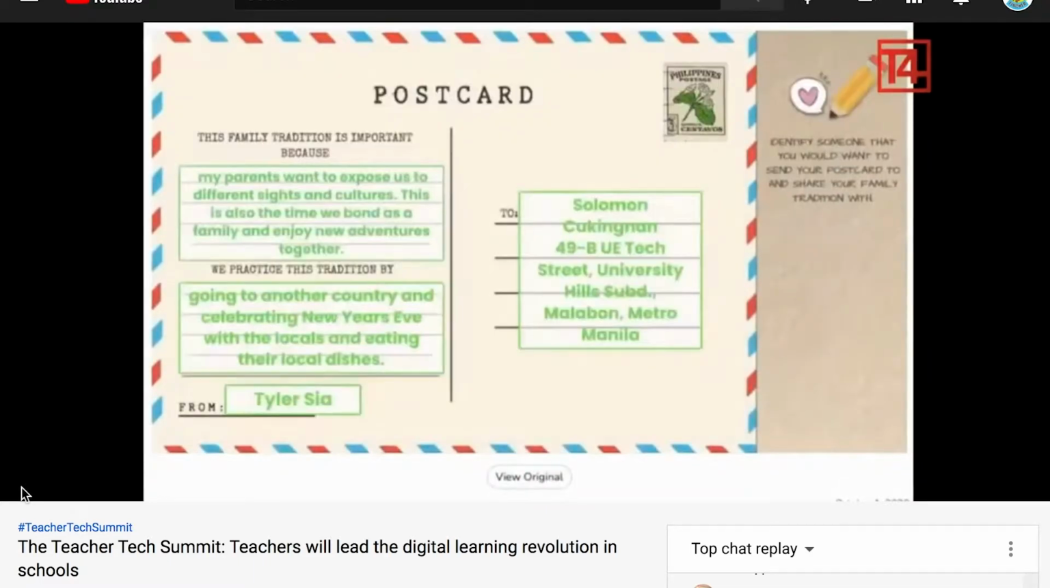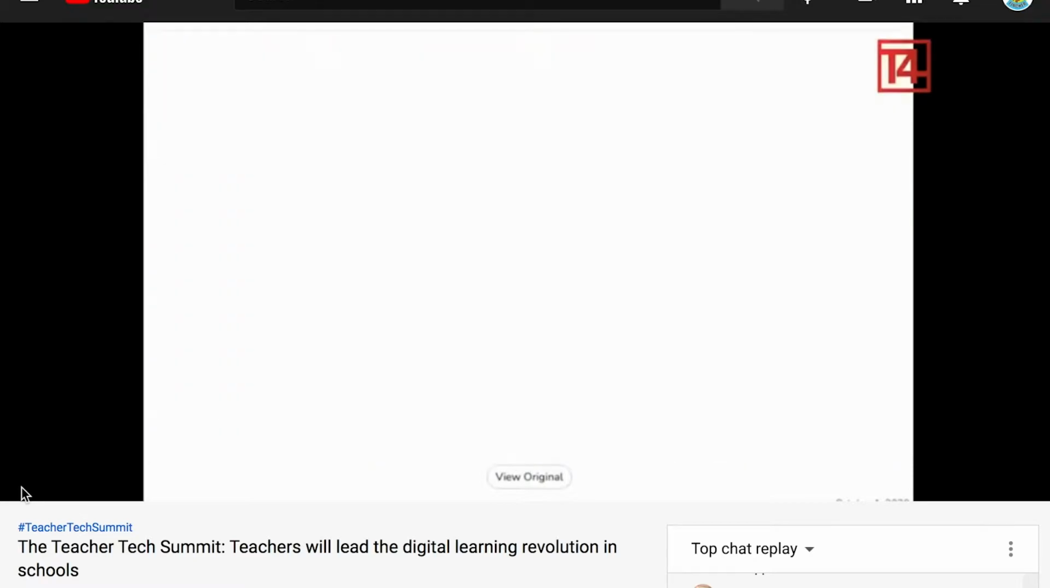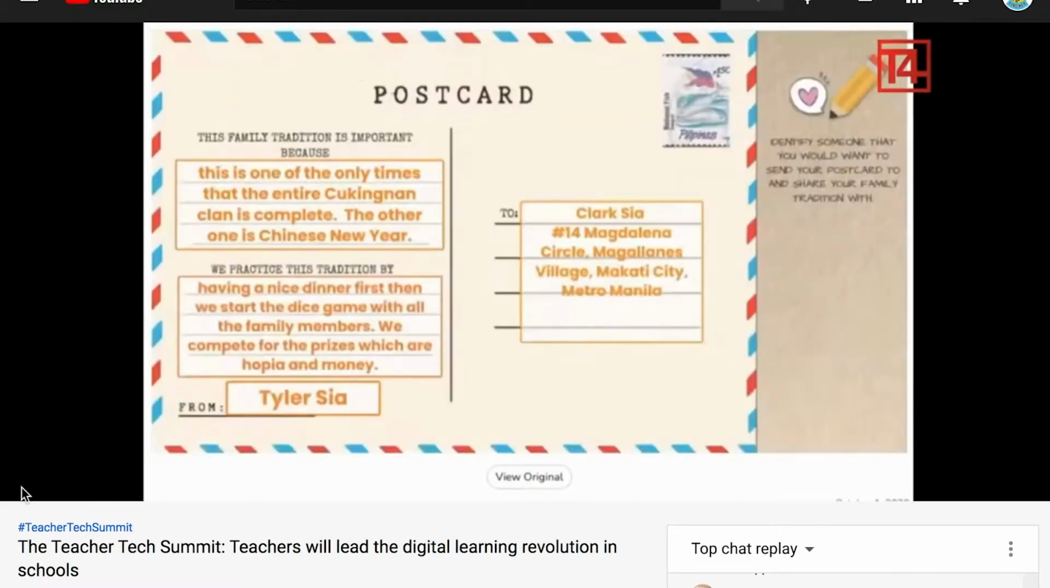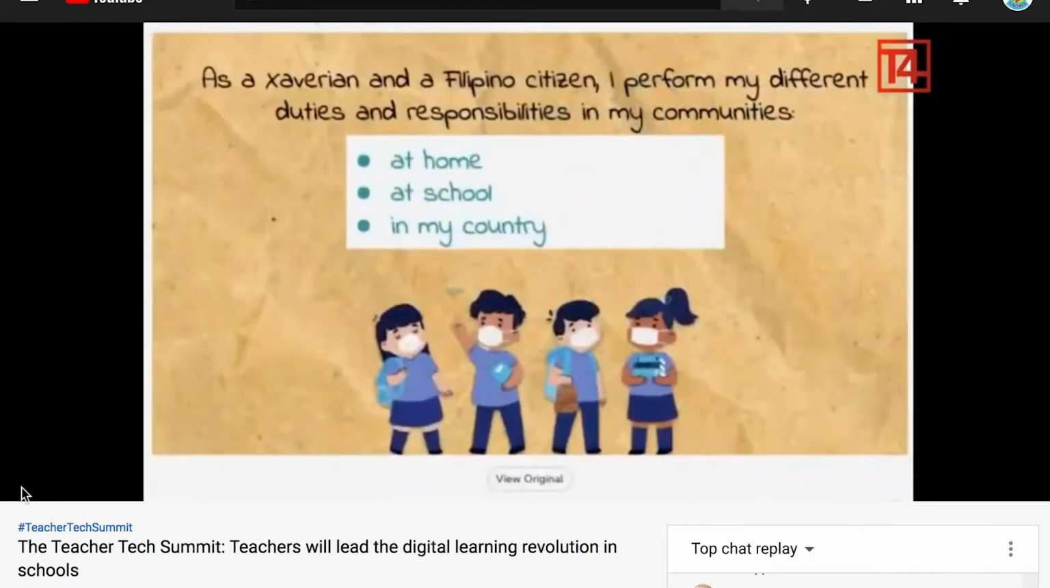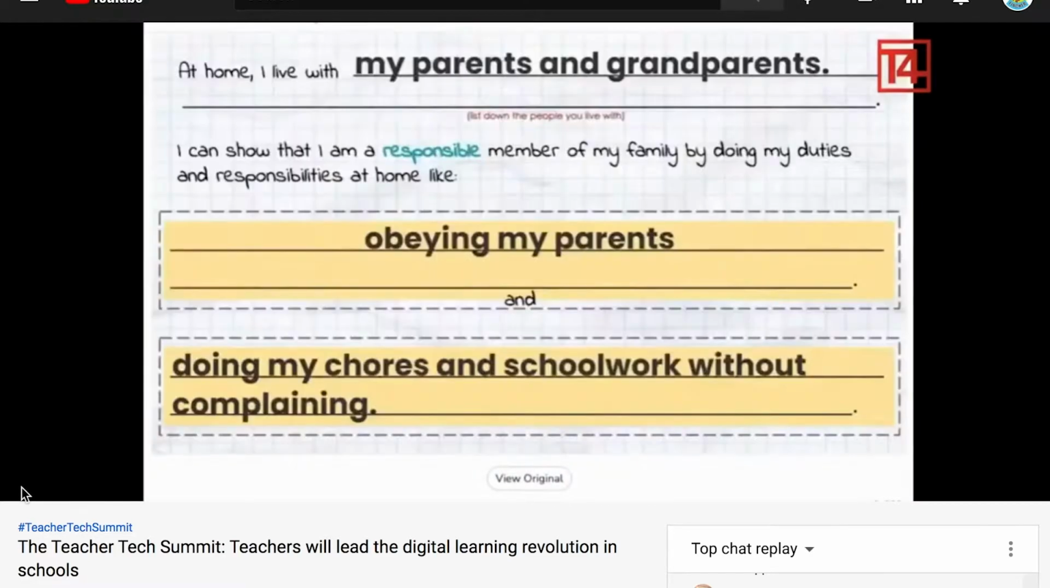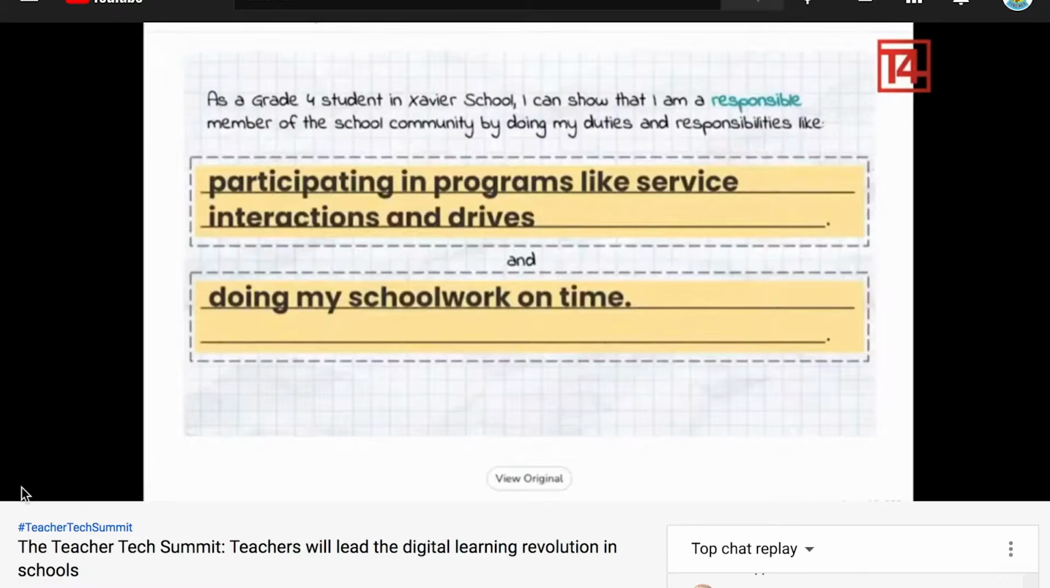Here we have an example of a postcard themed journal where our students showed us the different traditions and practices that they have in their family, as well as how and why they practice them. Another example is this one where they talk about their duties and responsibilities as students, members of their family, and the community.